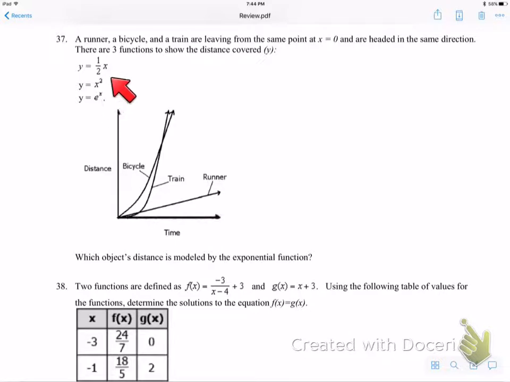If you were confused by this picture, you could type all of these into your graphing calculator and compare them there, and then see how those compare to the graph that you see down here. So the answer to 37 is the train.